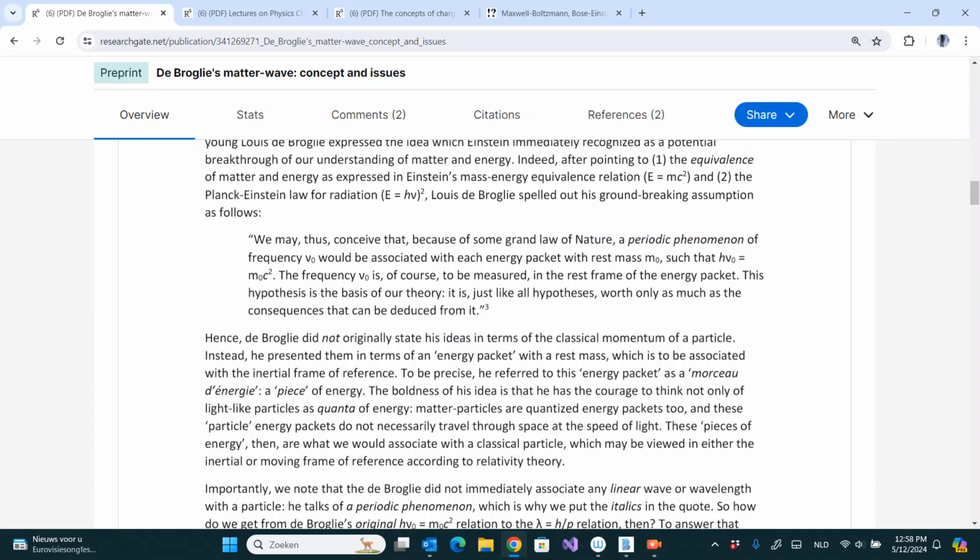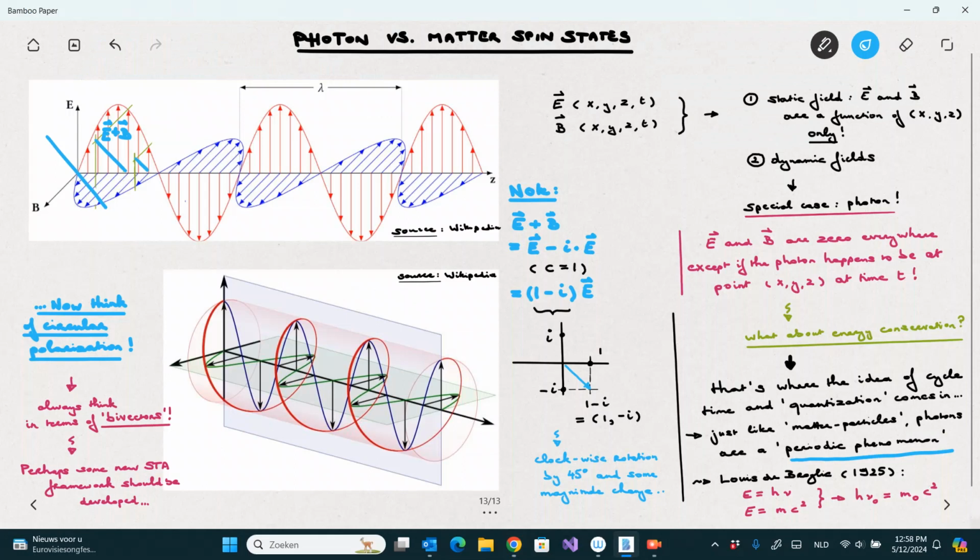And the basic thing where de Broglie went wrong is that he associated this frequency with a linear frequency, just like a photon. A photon has a linear frequency, but a matter particle has an orbital frequency. In any case, we're talking about photon spin states here.